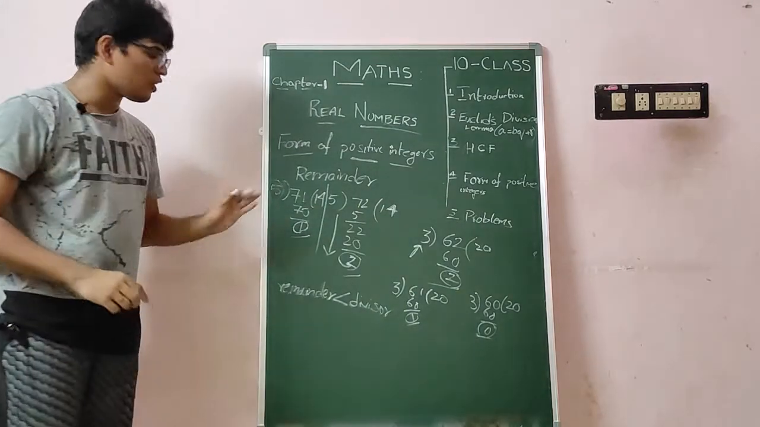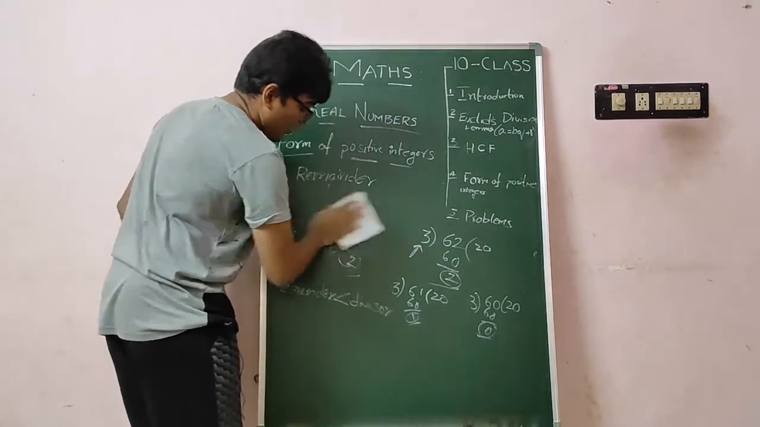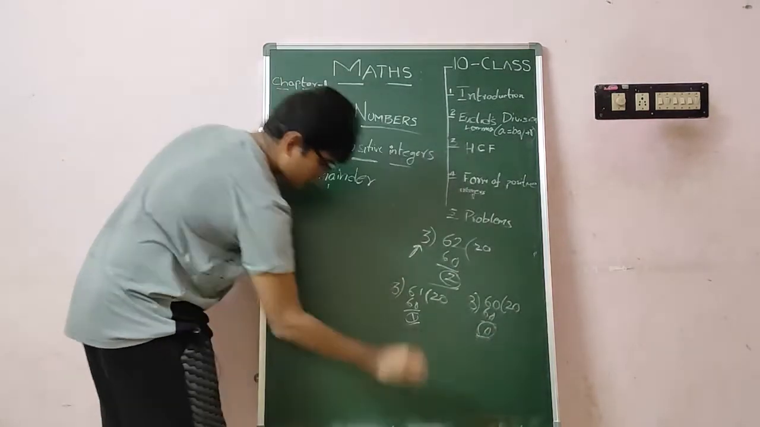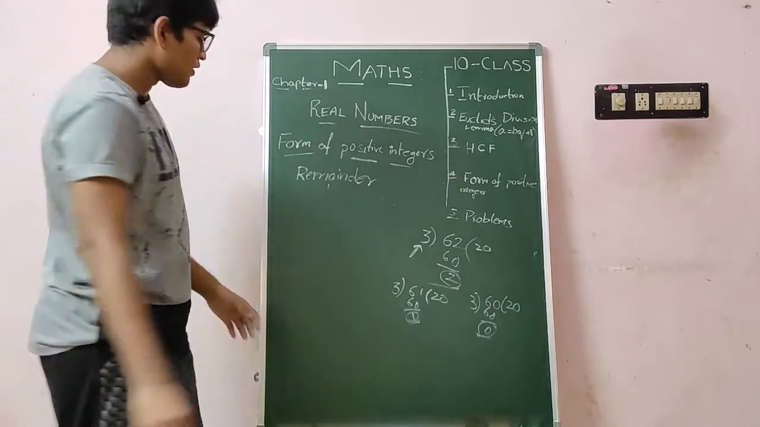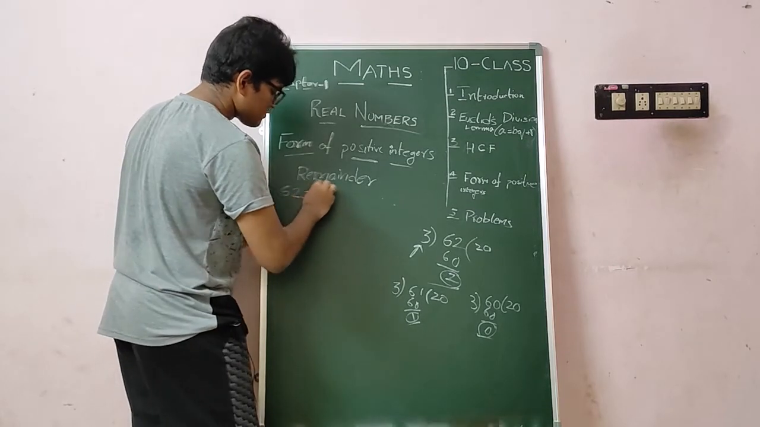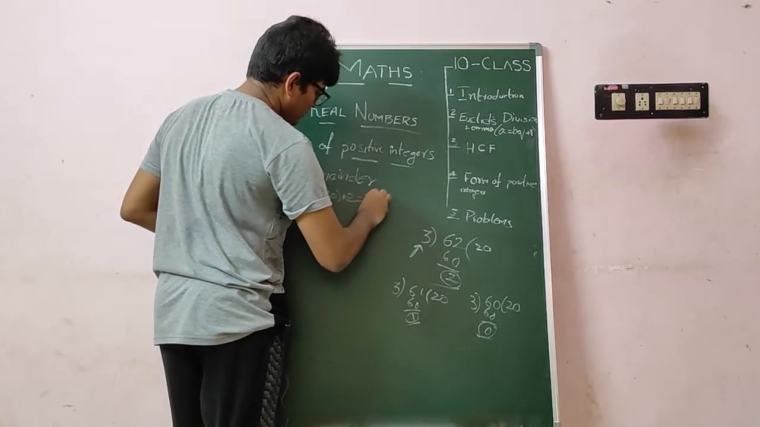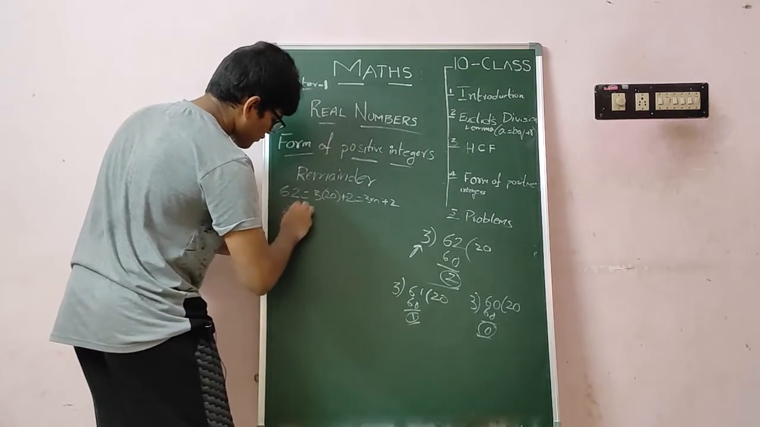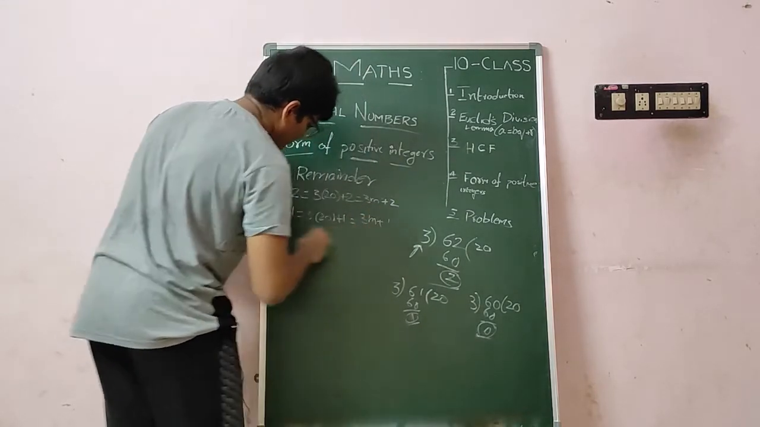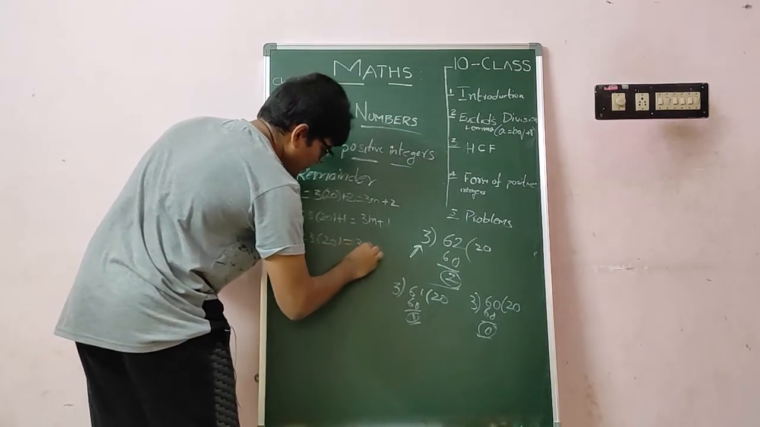Okay, students, till now well and good. Now we will go further. For example, take the number 62. This is 3 into 20 plus 2, which means 3m plus 2. 61 is 3 into 20 plus 1, which is 3m plus 1. 60 is 3 into 20, which is 3m.